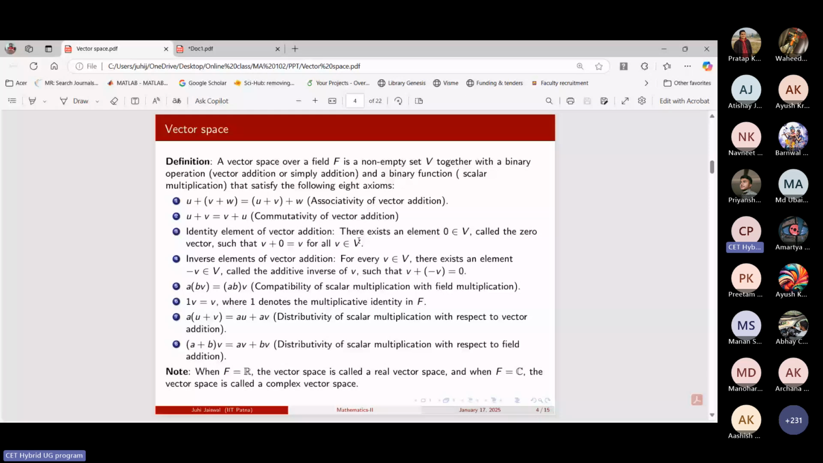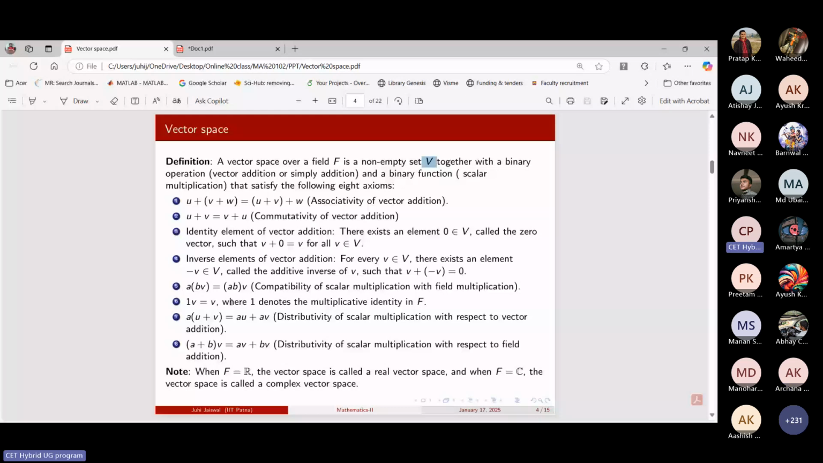And the next one is existence of inverse of vector elements, which says that for every v in V, there exists an element minus v in V, called the additive inverse of v, such that v plus minus v is equal to the 0 vector, the identity. This is the zero vector. Here 0 is representing a vector, means it will be a member of this V.